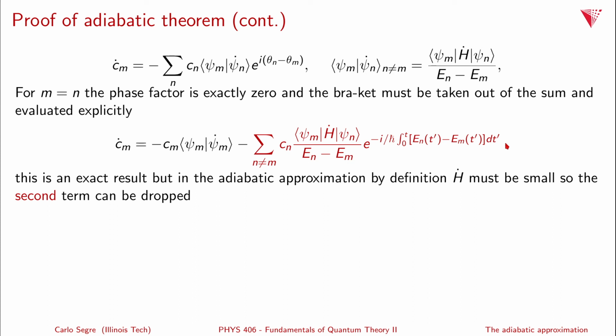Now we can invoke the adiabatic approximation. The adiabatic approximation is that the time derivative of the Hamiltonian must be small. And so we're going to drop this entire second term and get a very simple answer: that C sub m dot, the time derivative of the mth coefficient, is equal to minus C sub m times the inner product of psi sub m with its own time derivative.